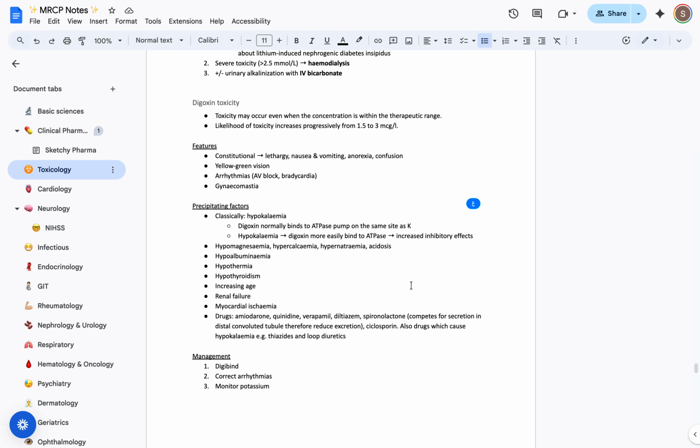Okay. Digoxin toxicity may occur when the concentration is within the therapeutic range. It will have yellow-green vision and arrhythmias and gynecomastia. The precipitating factor for digoxin toxicity is hypokalemia. Why? Because digoxin normally binds to the ATPase pump on the same site as potassium. So when there's hypokalemia, digoxin will bind easier and will increase its effect.